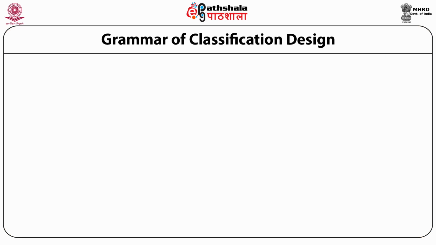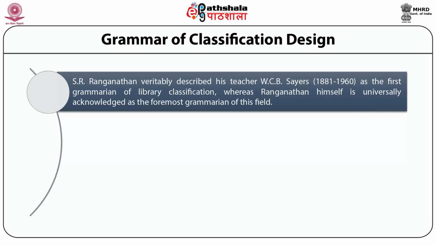Grammar of classification design. Dr. S.R. Ranganathan very correctly described his respected and very able teacher William Charles Berwick Sayers as the first grammarian of library classification. No doubt he was, because in his very famous book, Manual of Library Classification, he described the theory of classification which went into the making of classification systems before Ranganathan. At the same time, Sayers, paying his respect and love to Ranganathan, described Ranganathan as universally acknowledged as the foremost grammarian of this field.